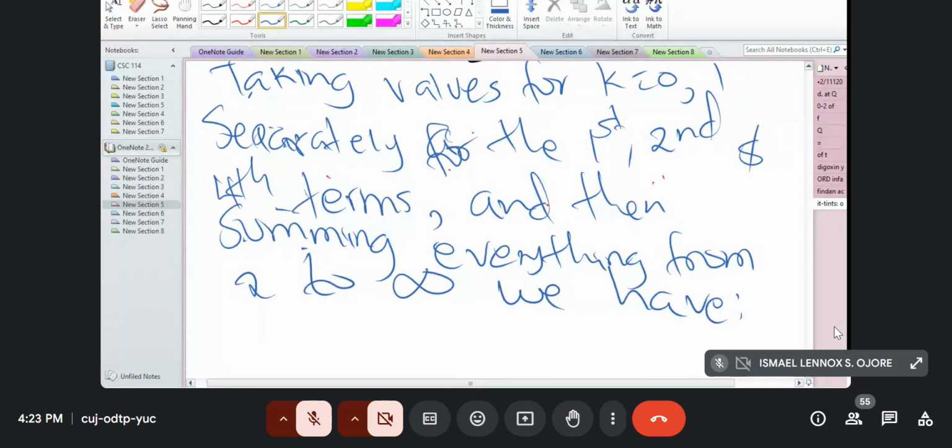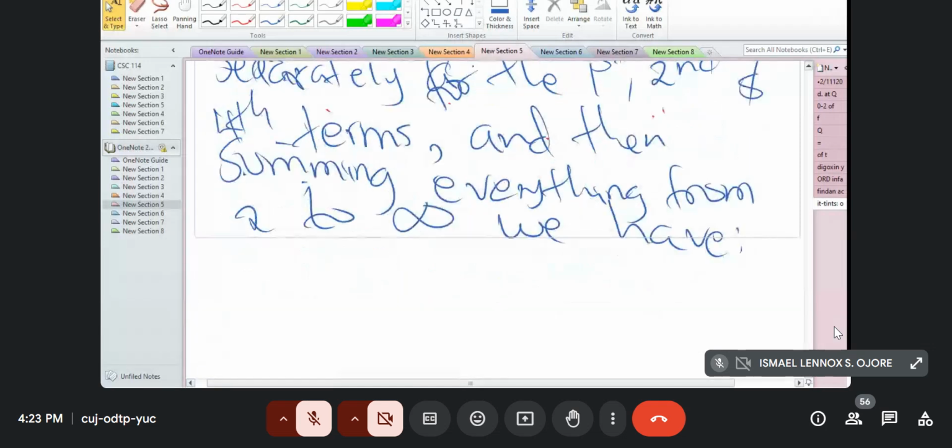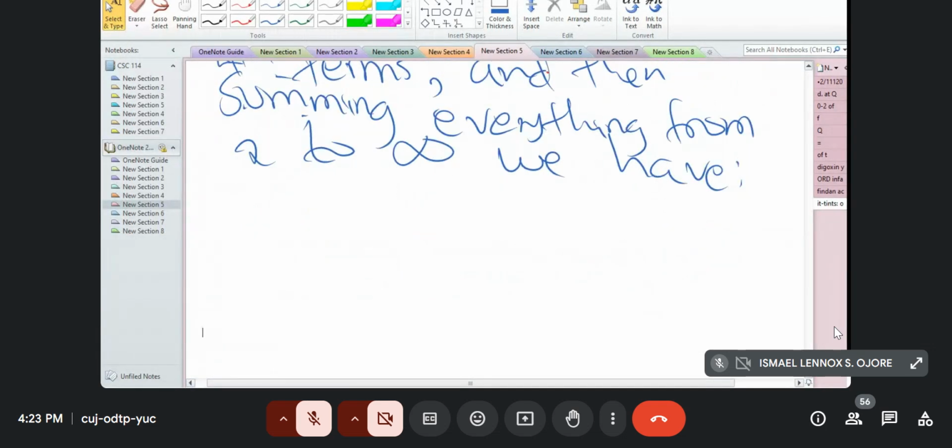So I need your help. I need you to take k equals 0 for the first term. Tell me what you get. Take k equals 1. Tell me what to write. Go to the second term as well. Take the value for k is 0, k is 1. Go to the fourth term. Give me the value for k is 0, k is 1. Then we sum everything from k is 2 to infinity. So starting with the first term, when k is 0, what do you have?